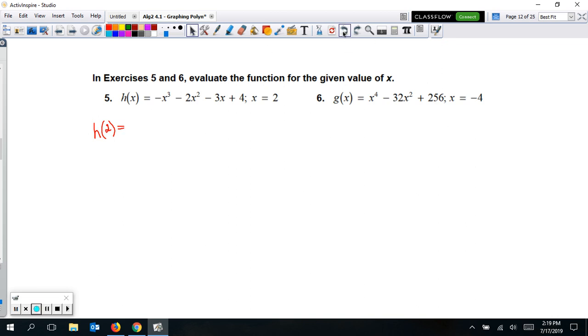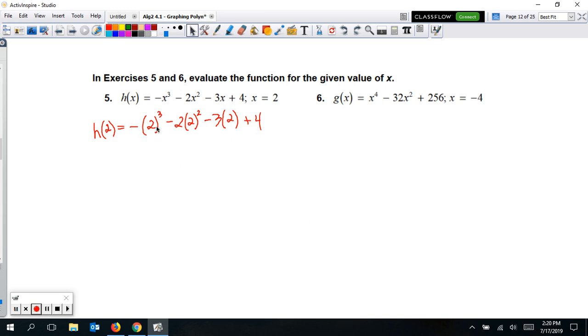And so we'll do that to the first term. So that'll now be a negative and then 2 to the third. So we're going to do the 2 to the third first there. And then we're going to go negative 2 times 2 squared. Again, do the exponent first. And then on this one, it's going to be negative 3 times the 2, and then plus the 4 at the end. So for your first term, we always got to do our order of operations as we're working this out.